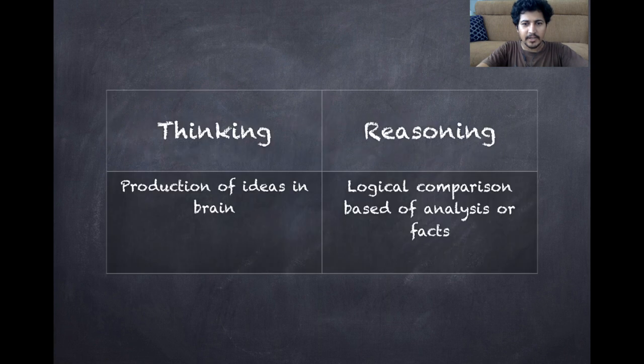And next one is thinking and reasoning. At a glance it must sound or seem similar, but these two have some differences which make them different. Thinking is the production of ideas in the brain, which means what comes in our mind is thinking, but reasoning means the ideas that come in the brain but that contain or analyze the facts. This reasoning is able to say that something is right, something is wrong.